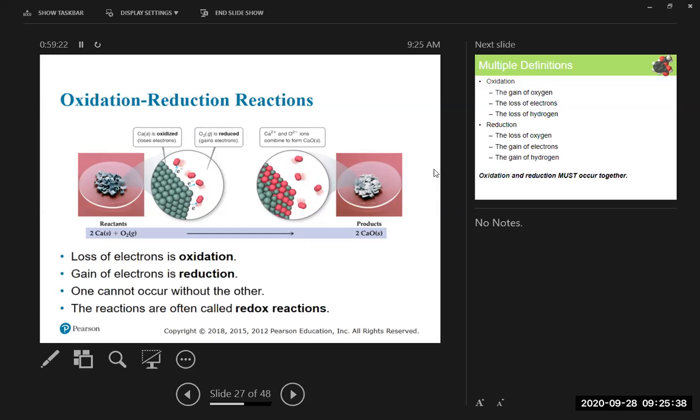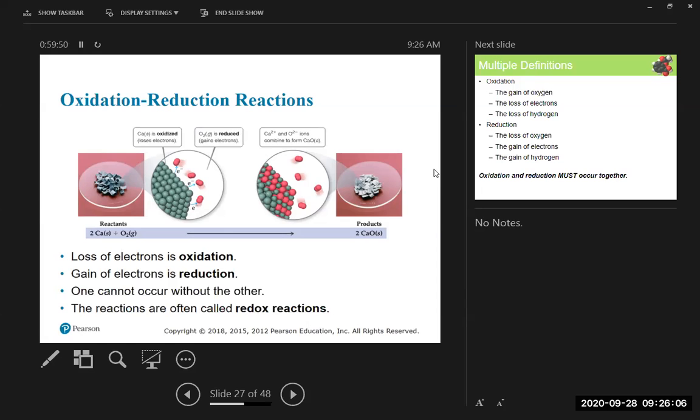If you gain electrons, that's reduction. You can't have one without the other. If you have a reaction where something's being oxidized or reduced, you can't just have oxidation occur or just reduction occur. It goes back to a mass balance thing. If one thing is losing something, something else is picking it up and vice versa.